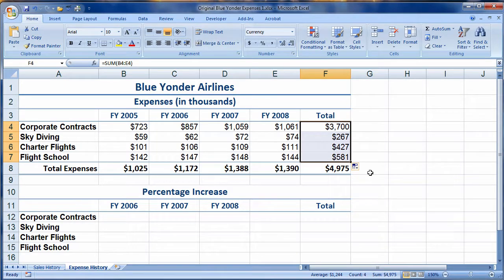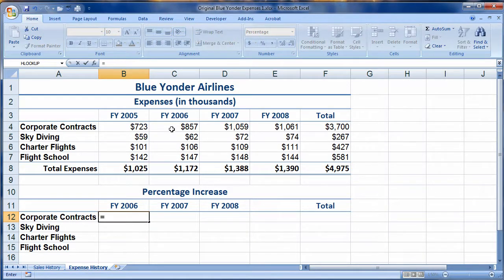So the reason I bring this to your attention is the book is correct, and if you follow the book where it says on step 6, in B12, create a formula to calculate the percentage increase in corporate contract expenses from 2005 to 2006. So they're looking for the increase based as a percentage. It says begin with the expenses, the 2006 expenses. So first of all, I know I'm doing a formula. I'm going to say equals.